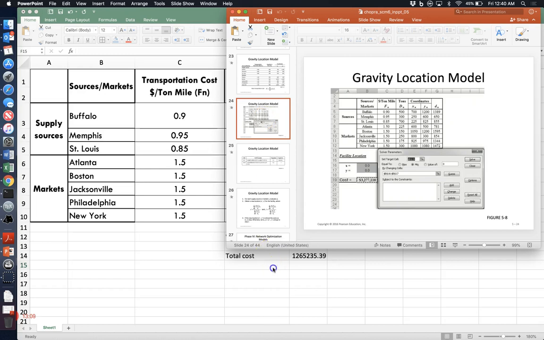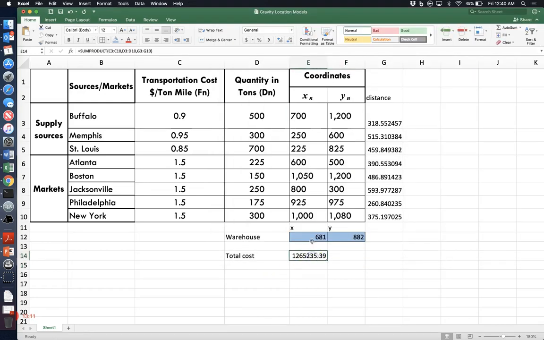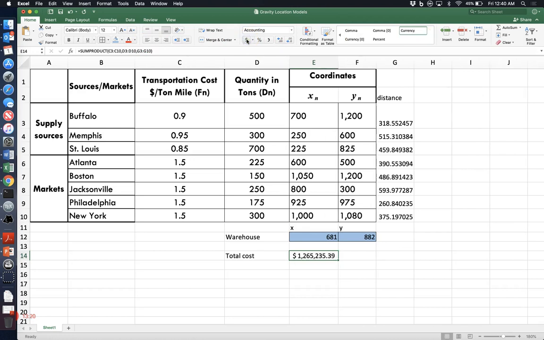And of course, the total cost is also here. That's the total cost. Now, don't forget to remember that this is a cost minimization problem and not a profit maximization problem. It's important to remember that. And the cost of this whole transport is about $1.265 million. And that's the cheapest you can do. And the x coordinate is 681 and the y coordinate is 882. That's a gravity location model.